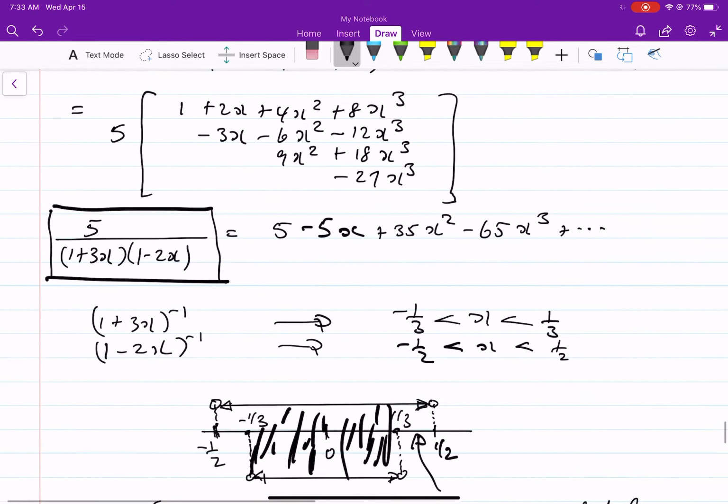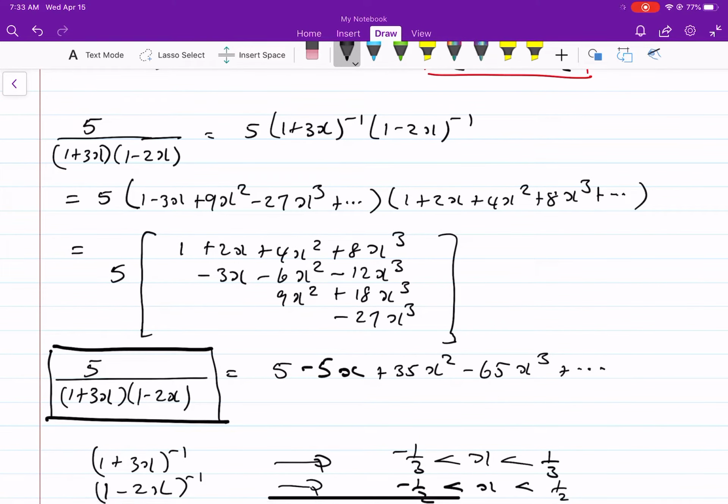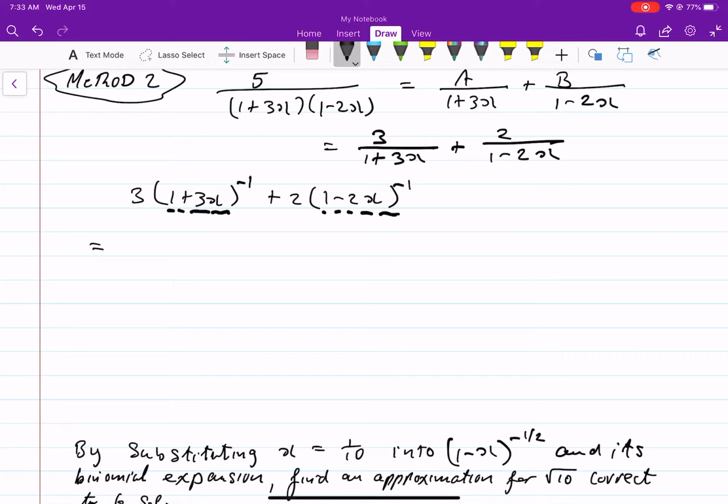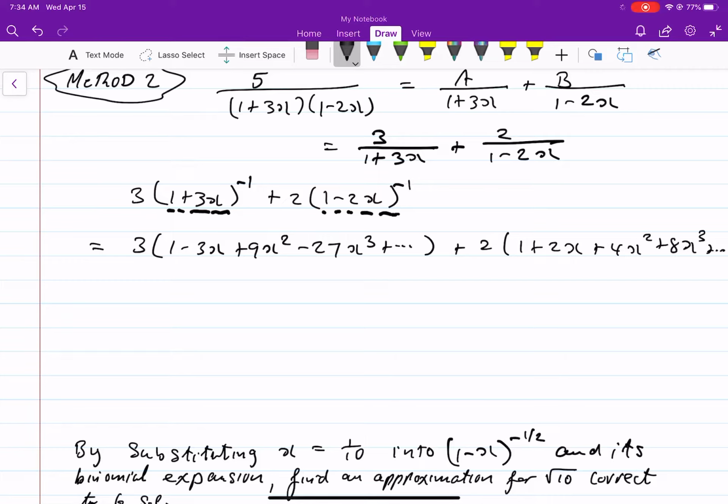Obviously, I've already found the series expansions above, so I'm not going to do them again. This becomes 3 into the series expansion for 1 plus 3x to the minus 1, which was 1 minus 3x plus 9x squared minus 27x cubed. And the series expansion for the other one, 1 minus 2x to the minus 1, was 1 plus 2x plus 4x squared plus 8x cubed. So let's see what happens when we open out the brackets.